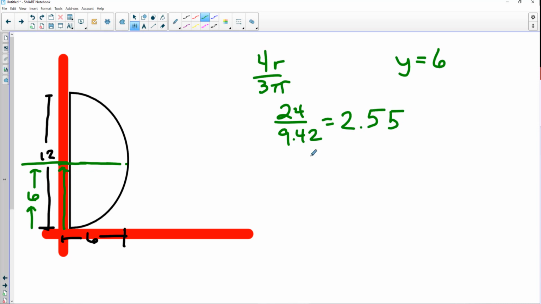And so we're going to go out 2.55 here. And our line of symmetry is going to be here. So it's 2.55 from the base of the semicircle. From the base of the semicircle is important. So here my coordinates would be 2.55 and 6. So if I go out 2.55 and I go up 6, I will get to the center of gravity.